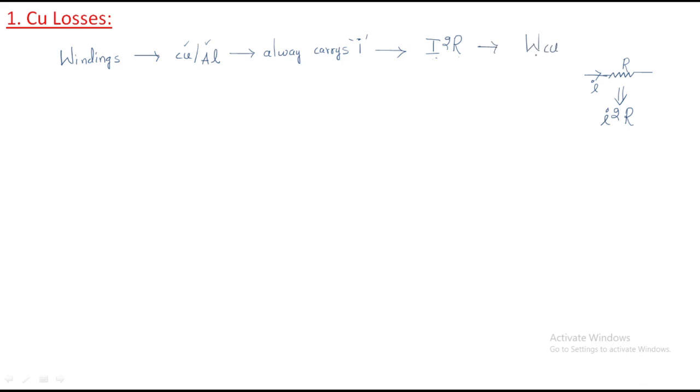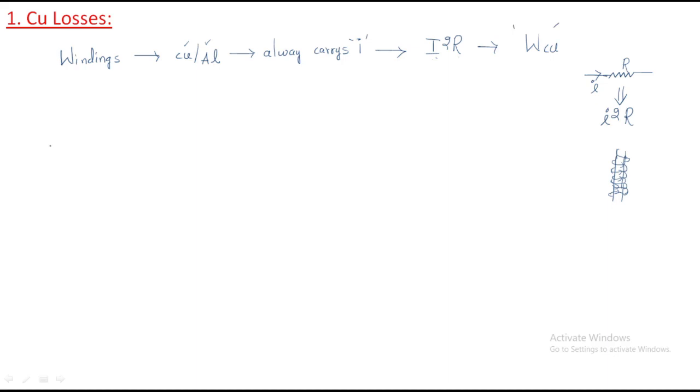Why is it called copper loss? The windings are made with copper. Look here: this is the core, and the windings are like this. In these windings the current flows. These windings are made with copper or aluminium. That's why it is simply called copper loss.